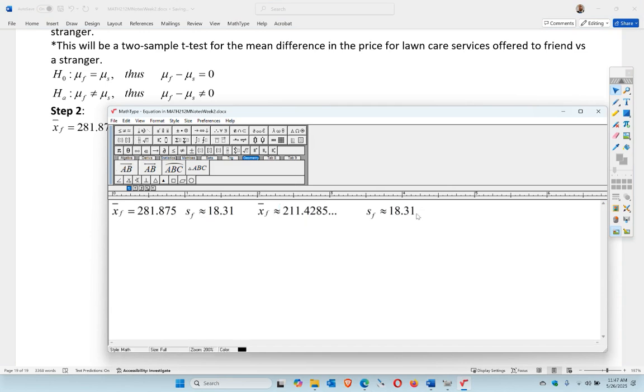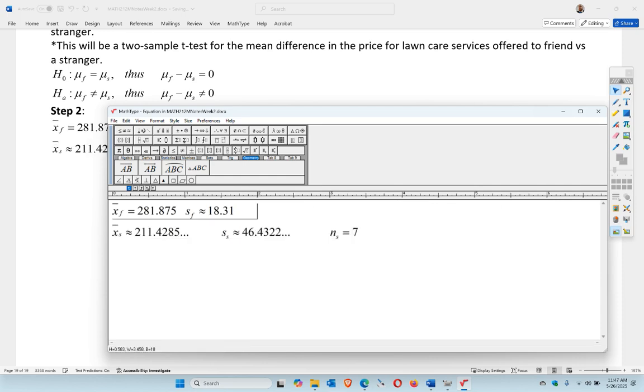Okay. We're going to use the exact amount, but that's fine. And these were stranger. Unfortunately, it's 2 S's, but what are you going to do? All right, and 46.4322. Right, and the number of values for the stranger was 7. Let's take this and go down, and then the number for the friend was 8. Okay, so that's the basis of what we're doing.